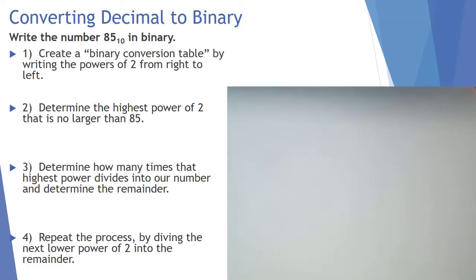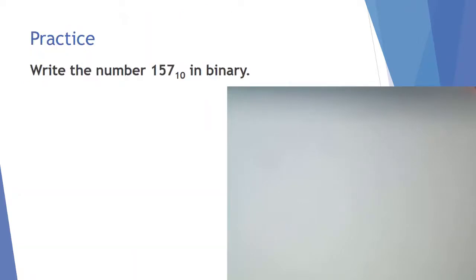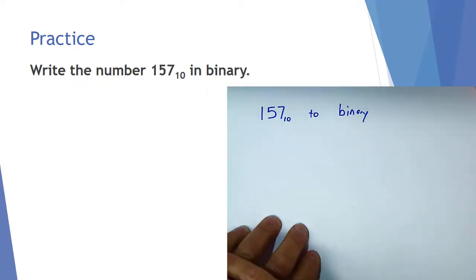Okay, you might want to rewatch that process if necessary, but I'm going to give you one for practice here. Take a minute, and I would like you to convert the number 157 base 10 into binary. Go ahead and pause the video, do that, and then unpause to see if your answer is right. Okay, well, here we go.